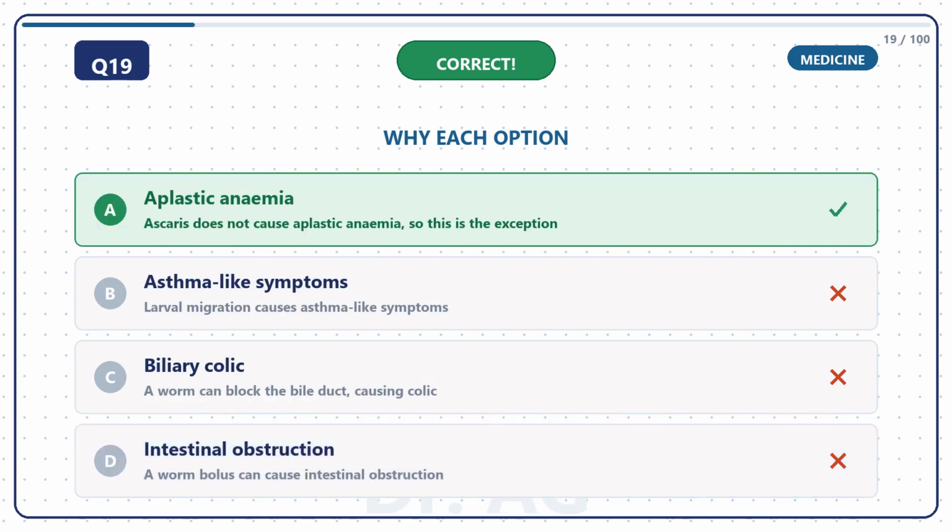And the correct answer is aplastic anemia. Ascaris does not cause aplastic anemia, so this is the exception. So, the right answer is option A.